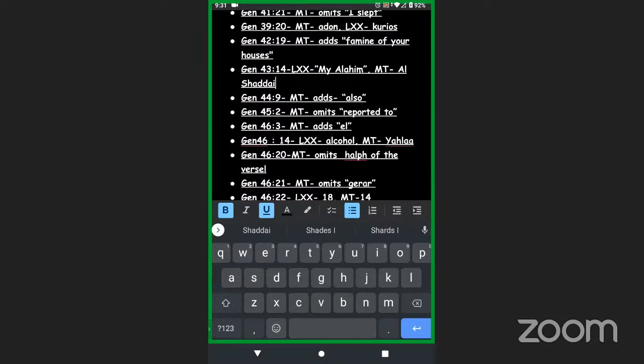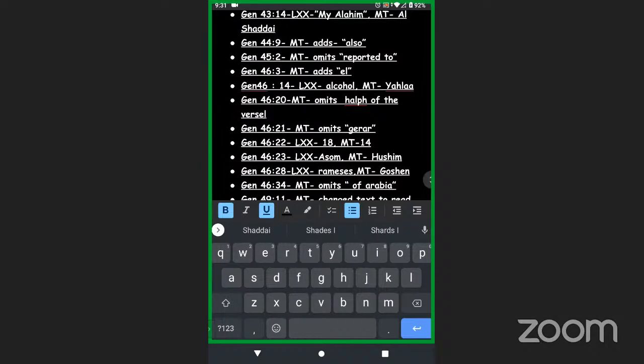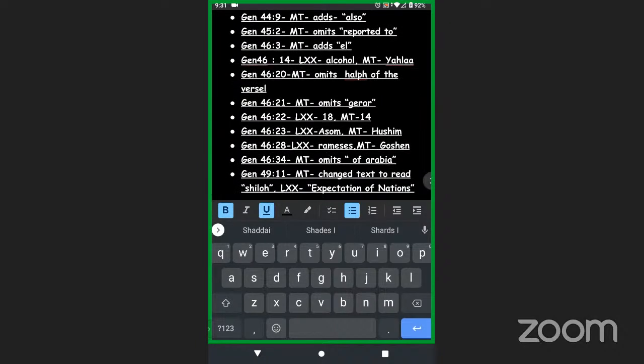All right, Genesis 43:14. Again, LXX says my Elohim. Masoretic would say El Shaddai. All right, moving on here.